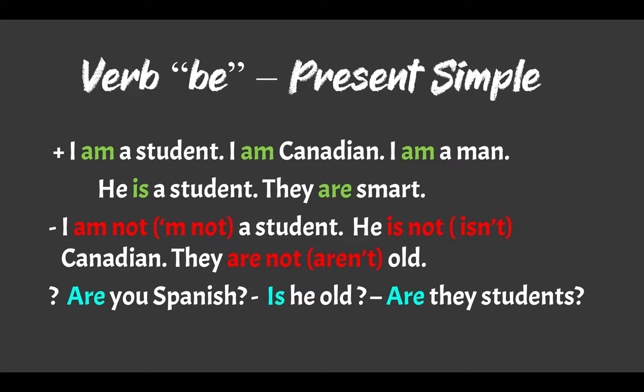What happens with a negative sentence? Well, you just write the not right after the verb to be, like in my example. I am not, I'm not a student. He is not, he isn't Canadian. They are not, they aren't old.